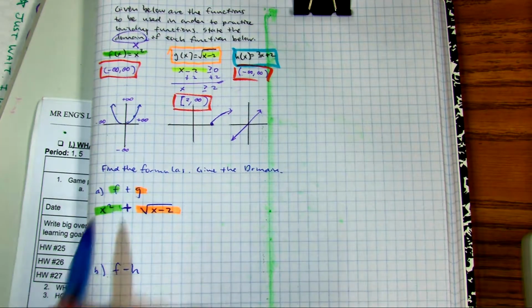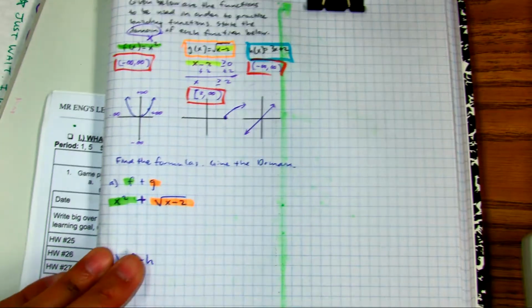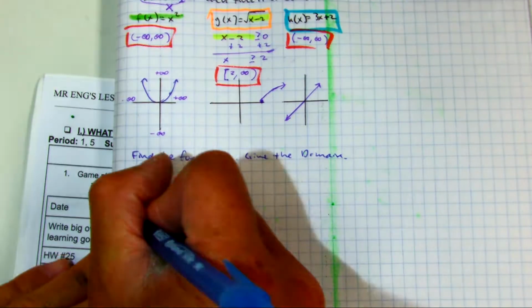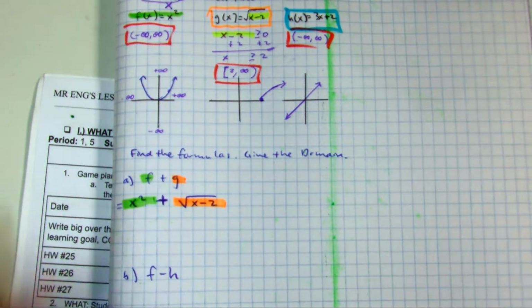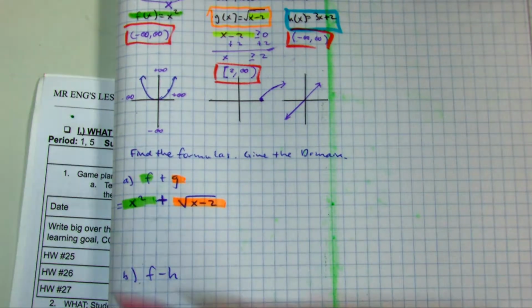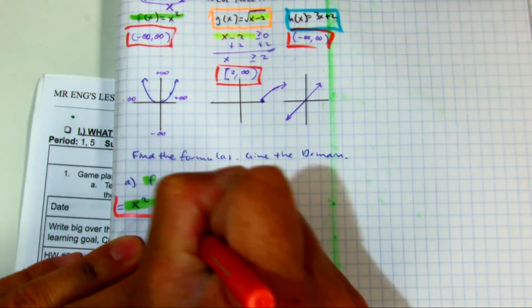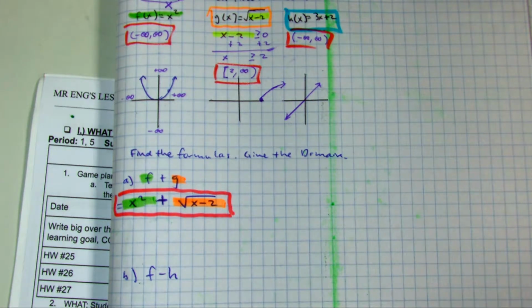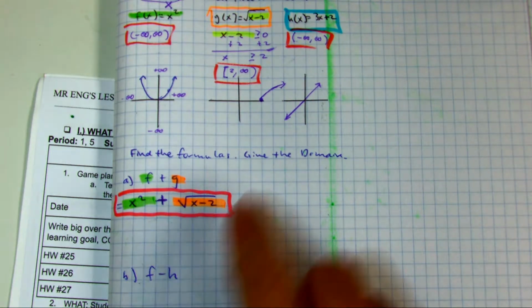Class, are there any like terms here? Yes or no? No. So the answer is just that. All we had to do is just a simple substitution. But here is the more difficult part here. It tells us give the domain.